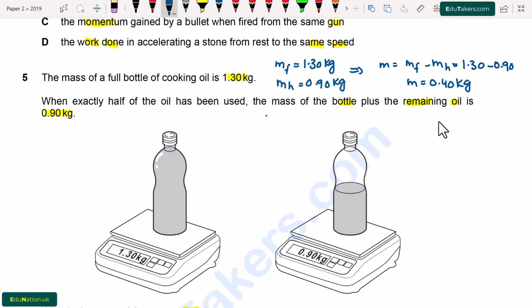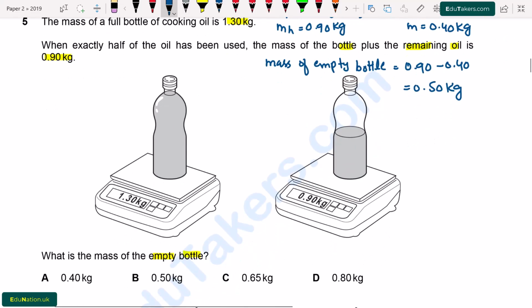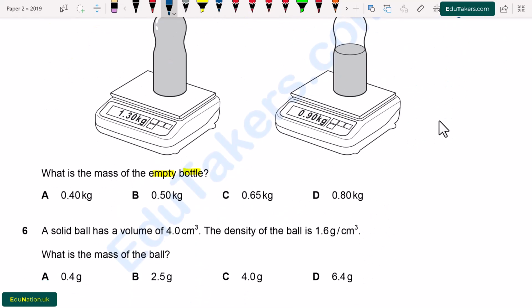So the mass of the empty bottle is equal to 0.90 minus 0.40, which is equal to 0.50 kilograms. So from here option B is correct.